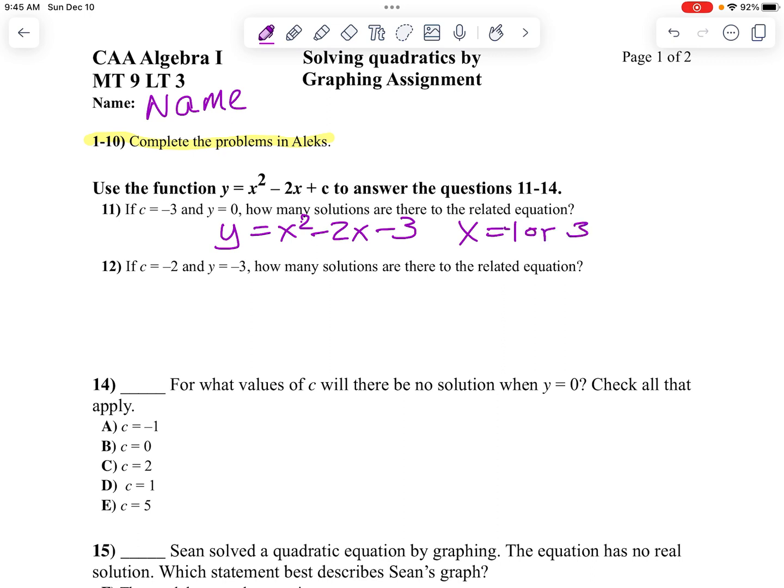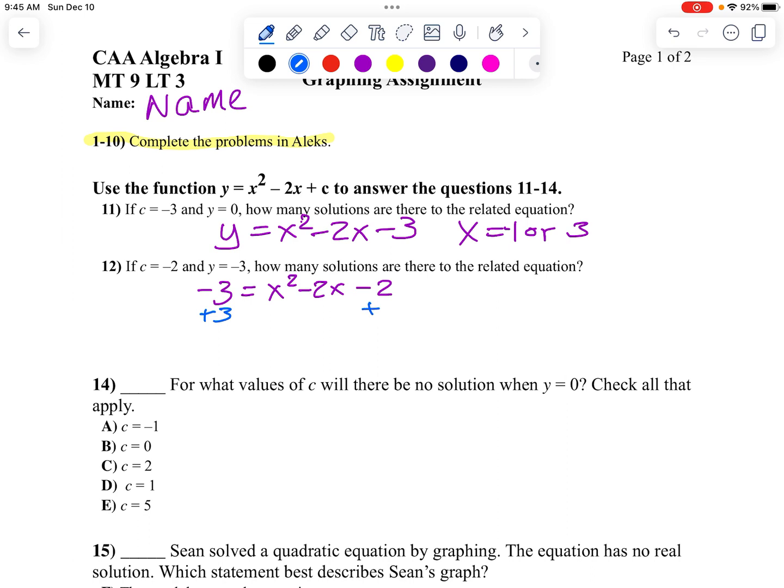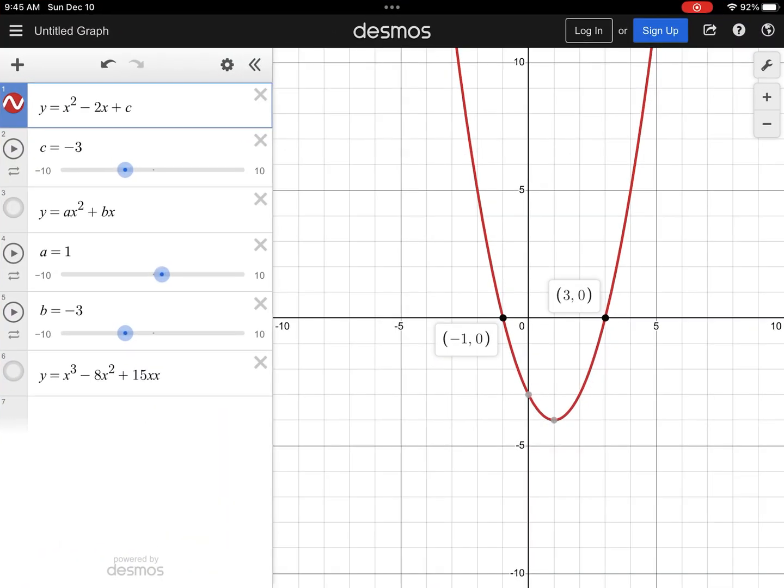Now in the next one, we have to do some manipulation. Instead of writing y, we're going to write -3. Instead of writing c, we're going to write -2. Now we need this equation to equal 0, so we're going to add 3 to both sides. And we're going to get 0, or y, equals x squared minus 2x plus 1. So I'm going to change my c to 1.